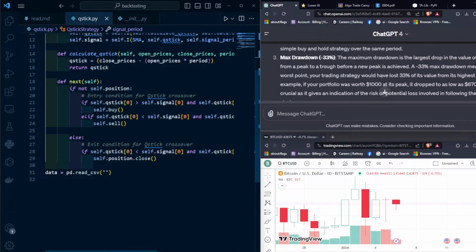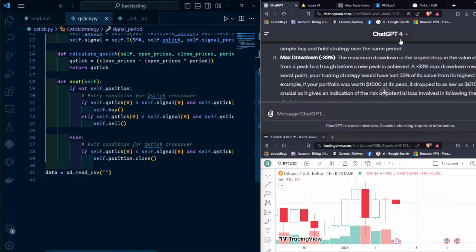Get what I'm saying? Okay. Max drawdown, which is minus 33 percent. The maximum drawdown is the largest drop in the value of your portfolio from a peak to a trough before a new peak is achieved. A minus 33 max drawdown means that at its worst point, your trading strategy would have lost 33.